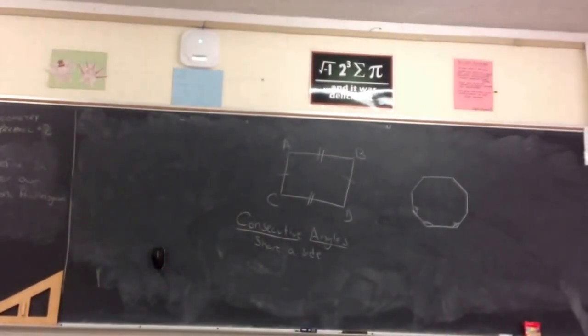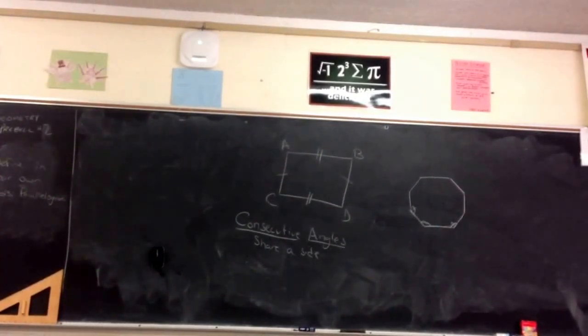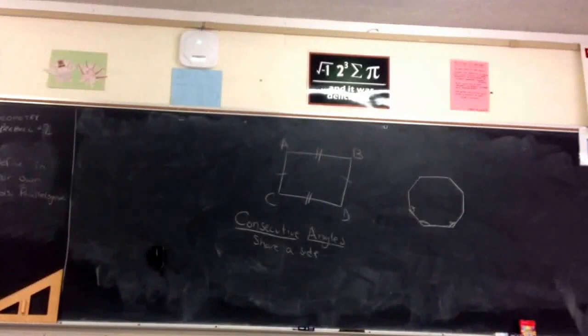That's the next theorem. That's 6.5. In a parallelogram, opposite angles are congruent.